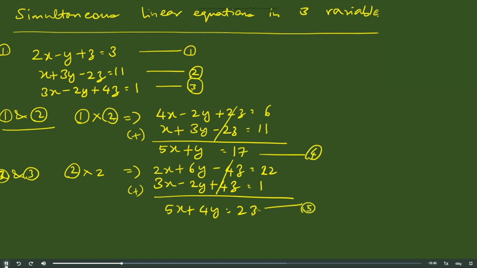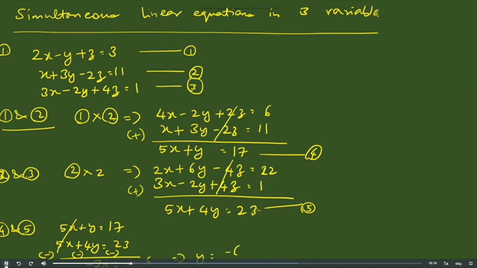Now let me look at equations 4 and 5. The fourth equation is 5x plus y equals 17 and the fifth is 5x plus 4y equals 23. I just need to subtract because x already has the same coefficient. I will not add here. I have to change the sign, because only then can I get rid of it. Otherwise it will become 10x if I add. So this is minus 3y equals minus 6. y is equal to minus 6 by minus 3. y is equal to 2.